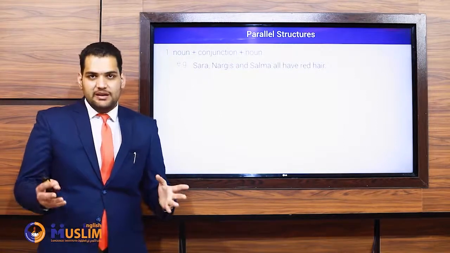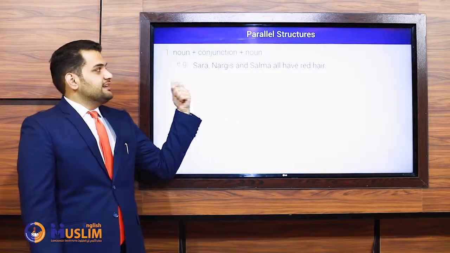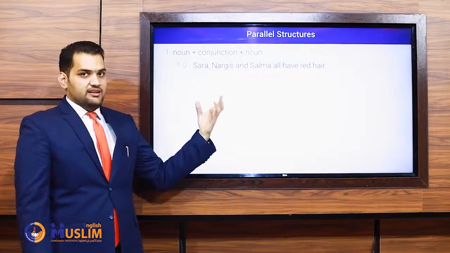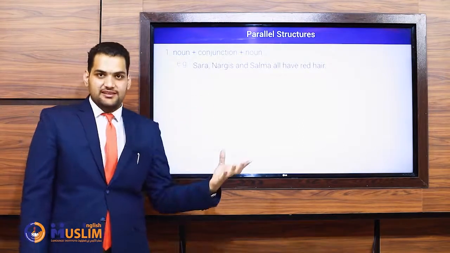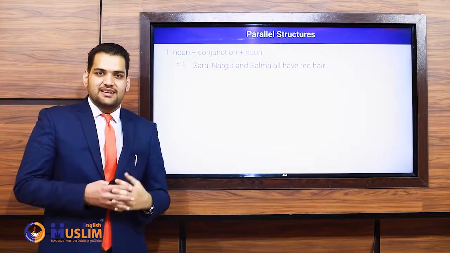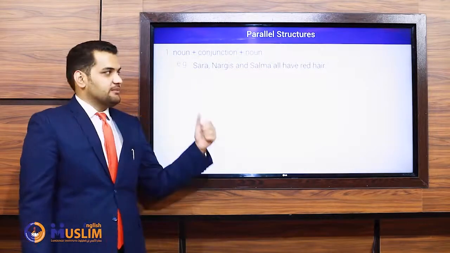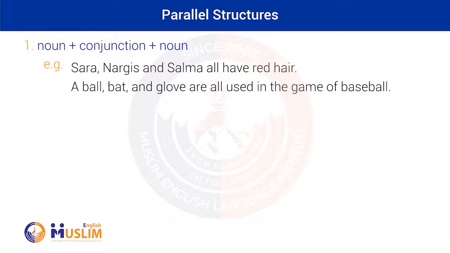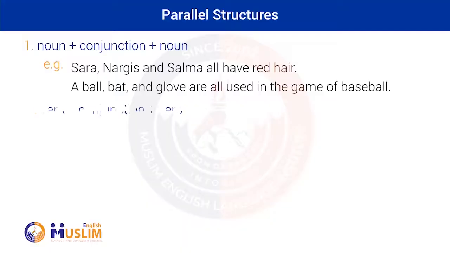And it has a lot of benefits. You can say the same sentence like this also. Sarah has red hair. Nargis has red hair. Salma has red hair. That's too wordy, right? You can make it clear and concise using a parallel structure. For example, a ball, bat, and glove are all used in this game of baseball. So here is a parallel structure.